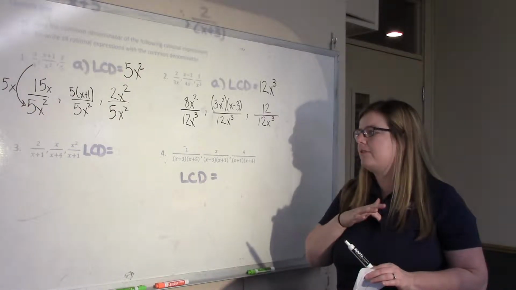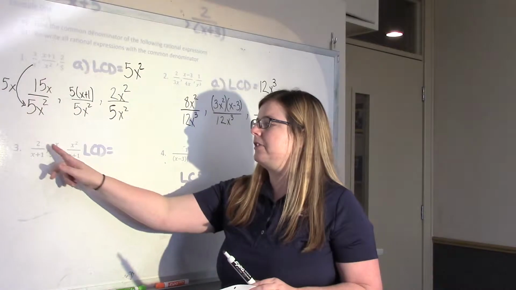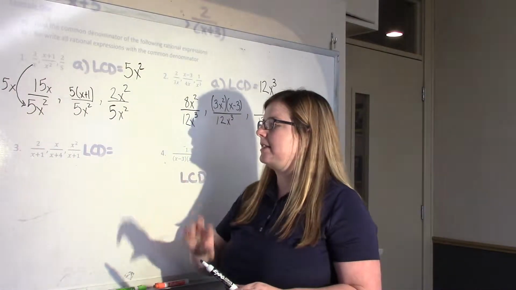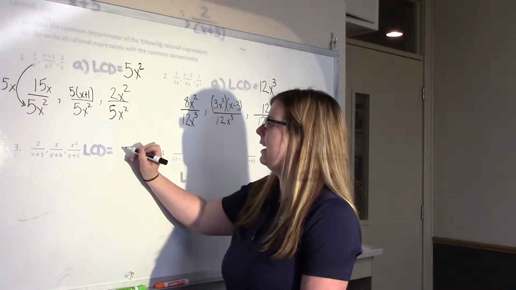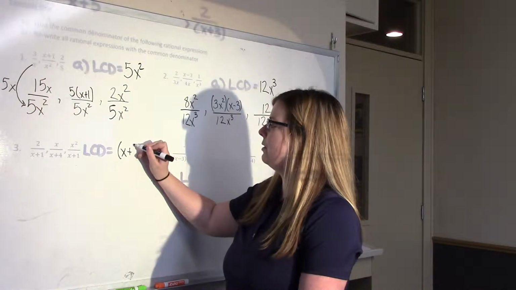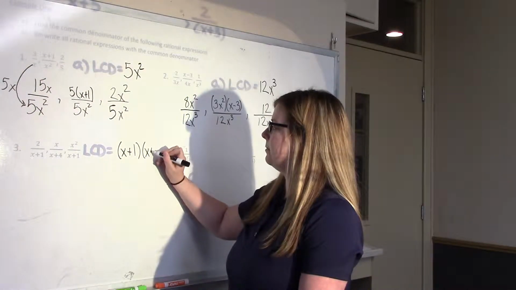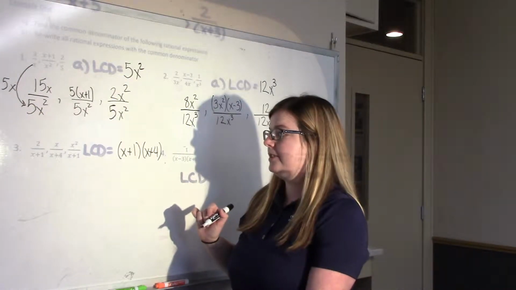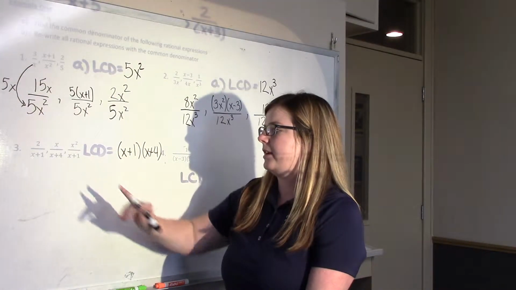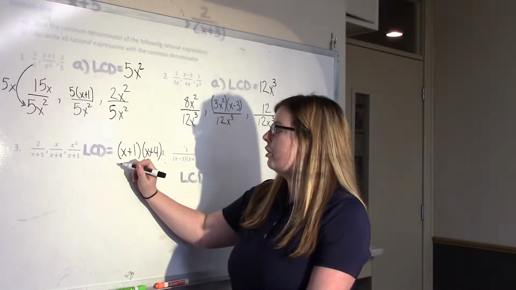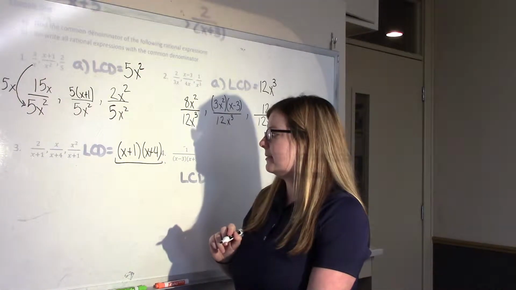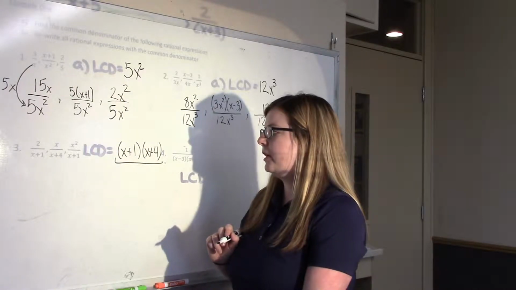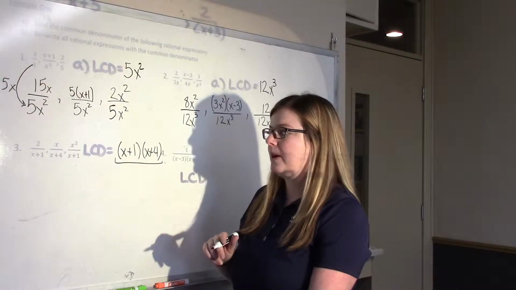So in order for us to find the lowest common denominator, we have to think about x plus 1 as a unit. So in this case, you could do x plus 1 times x plus 4, and then times another x plus 1, but you don't need to because there's already an x plus 1 included. So our lowest common denominator is actually x plus 1 times x plus 4. You don't need to include a second x plus 1.